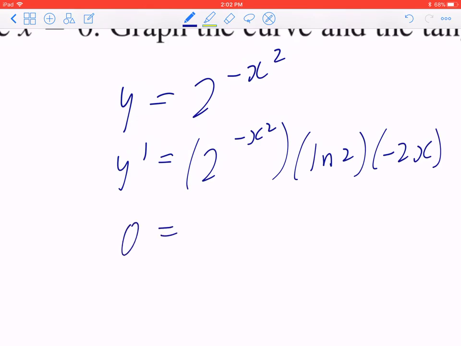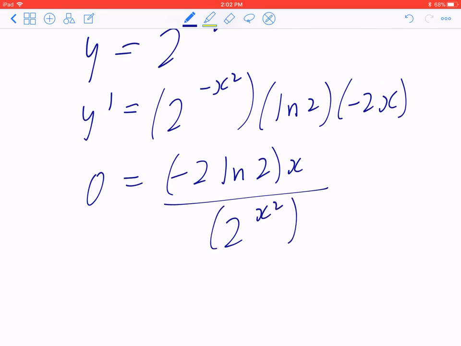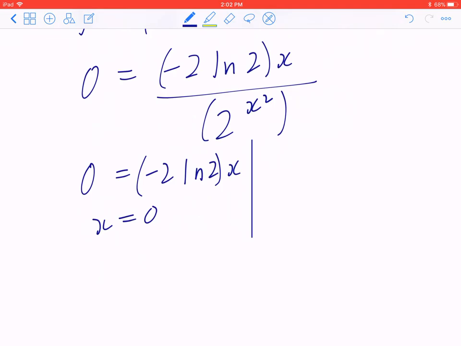To find critical points, you set this to 0. You can express this as a fraction. That's negative 2 ln 2 times x divided by 2 to the power of x squared. Now, if you put a line in the middle, separate this as 2 different columns. If you focus on the top, you can tell that there's one value of x, and that's going to be x equal to 0. Again, form the habit of finding the location and not just the x value.